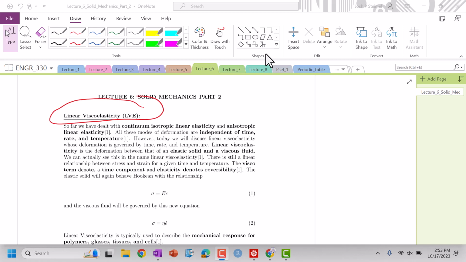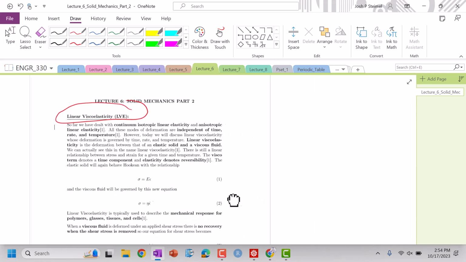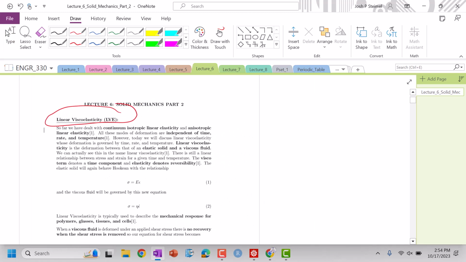So we are still in stage one, our elastic regime, in our stress-strain curve. So we're still in that region. But one of the things that we haven't talked about is our two parameters, temperature and time, or strain rate. So why haven't we mentioned these?